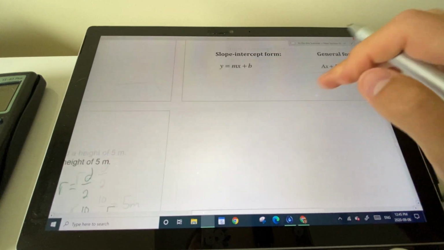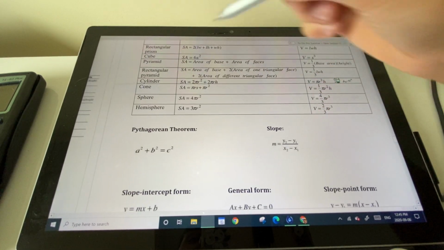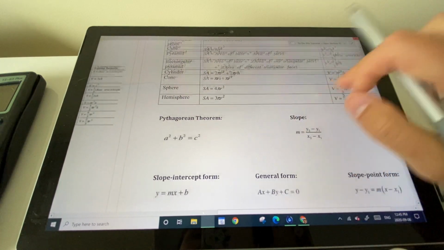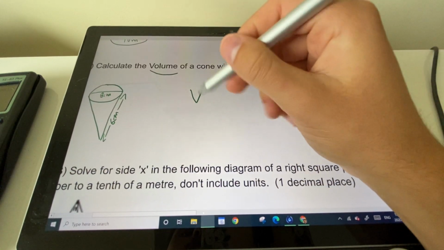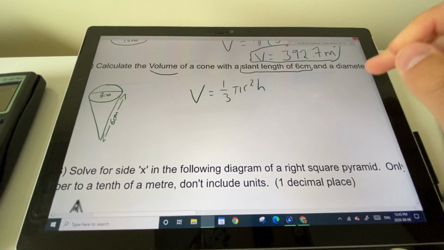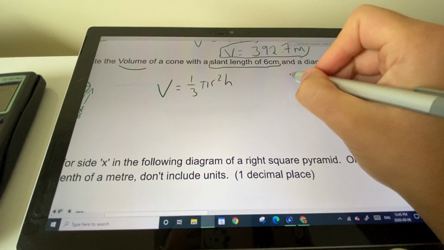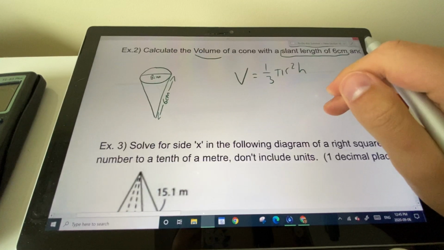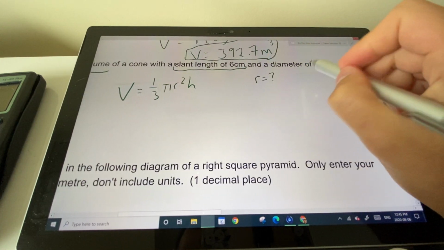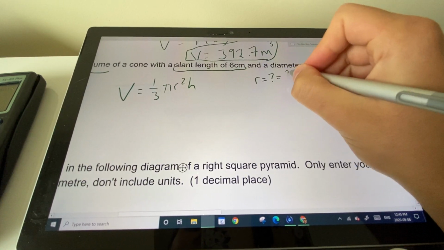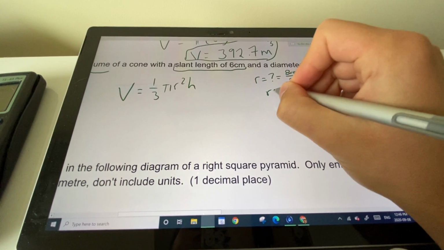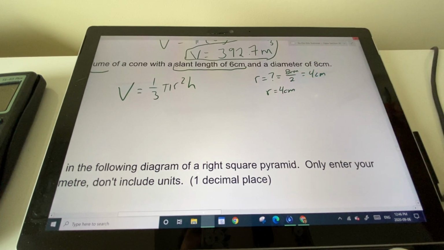Now we're calculating volume of cone. If we go back to our formula sheet, volume of cone is 1/3 pi r squared h. So let's write that out. Volume of our cone is 1/3 pi r squared h. First off, we need to figure out what our r is. Well, how do we figure out r? It's just half of the diameter, right? Our diameter is 8, so r equals 8 centimeters divided by 2. That gives us 4 centimeters. So right now we have r being 4 centimeters.